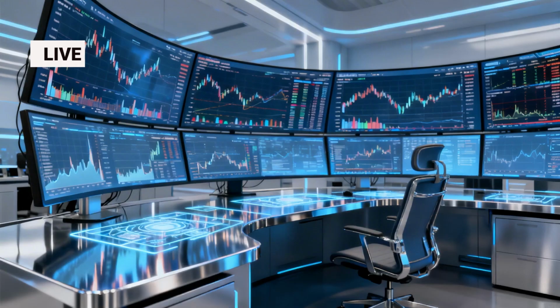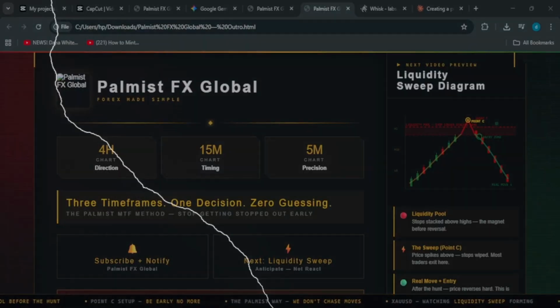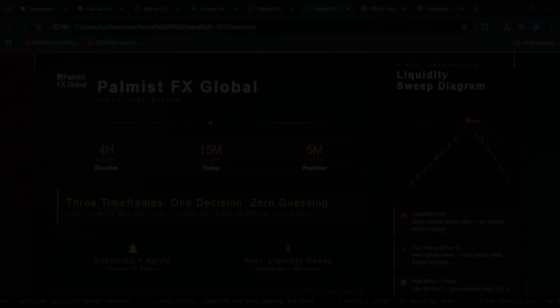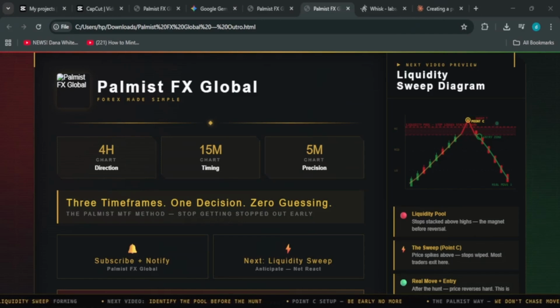So here is what you now understand. The 4-hour gives you direction, the 15-minute gives you timing, the 5-minute gives you precision. 3 time frames, 1 decision, 0 guessing. If you have been stopped out of point C before, this is not a bad setup. You were too early. And now you know why.